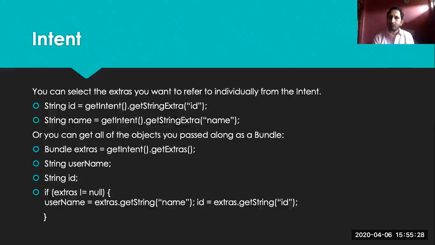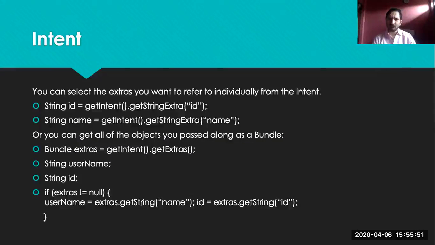Next, whenever we reach the destination, we have to fetch the values from that intent we have sent. For fetching that value, we require getIntent. For a string, getStringExtra, and we pass the key for which we have to get the value.